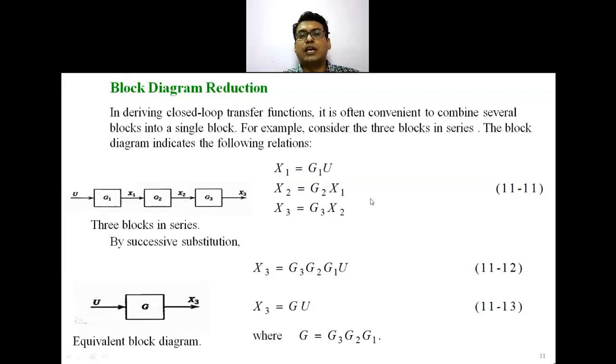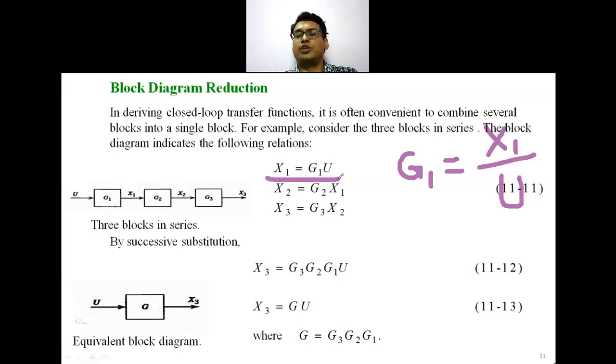So this is the block diagram for each individual unit. How do we write it? The output upon the input, which is the transfer function: Laplace transform of the output deviation variable upon Laplace transform of the input deviation variable. That is a transfer function G1, which is nothing but the Laplace transform of the output deviation variable, in this case x1, upon u, that is the input deviation variable. From this formula, we are writing x1 equal to G1 into u.